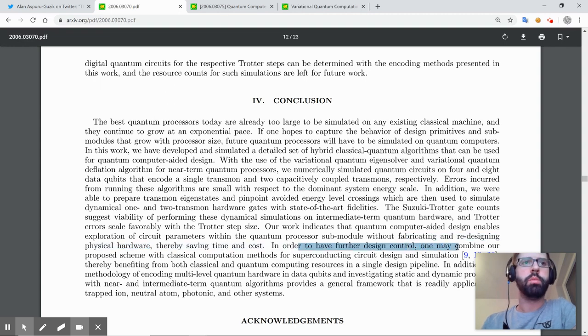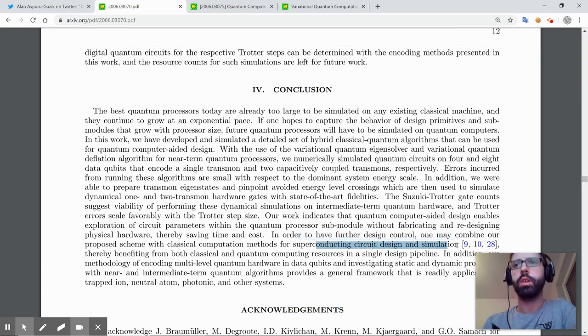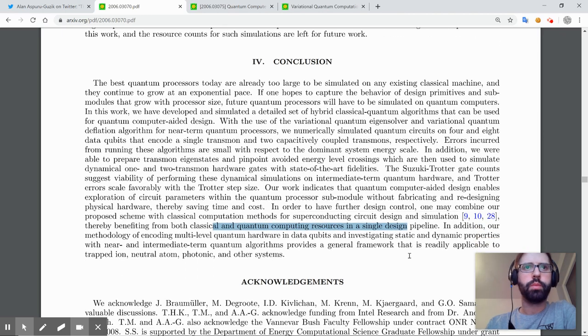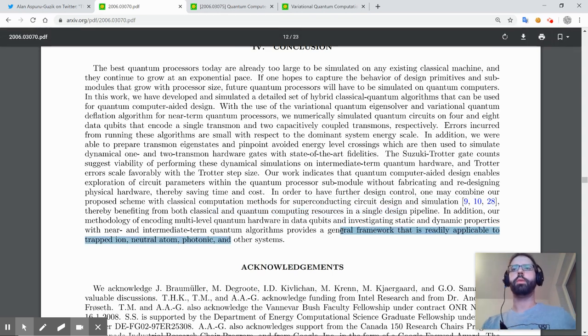In order to have further design control, one may combine our proposed scheme with classical computation methods for superconducting circuit design and simulation. In addition, our methodology of encoding multi-level quantum hardware in data qubits is a framework that is readily applicable to trapped ion, neutral atom, photonic, and other systems.